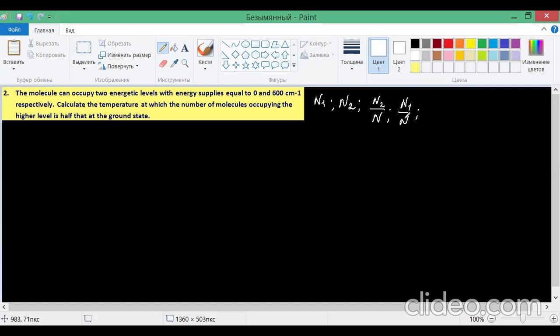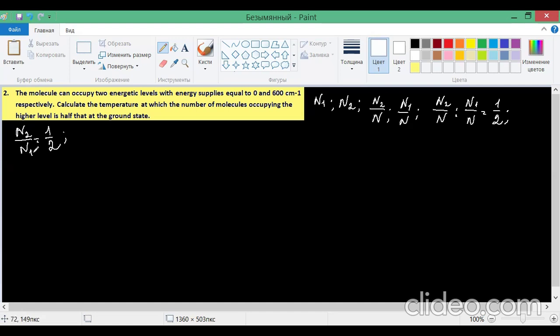Now, we know that the number of molecules occupying the higher level is half the number of molecules which occupy the ground state. For that reason, we can write that n2 over n is related to n1 over n as a half, okay? Or from this relation, we can write that n sub 2 divided by n sub 1 is equal to a half. I hope that it is as clear as the day.